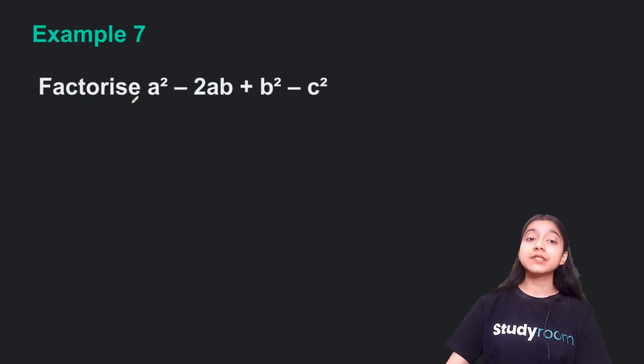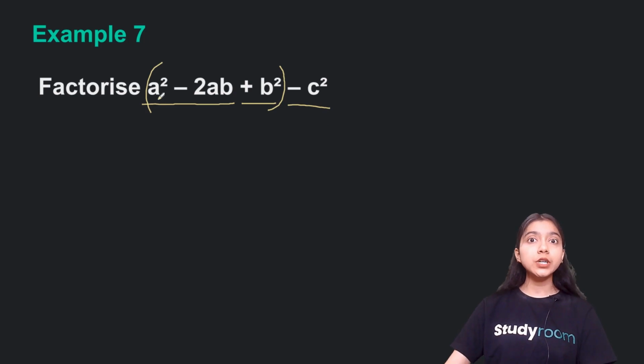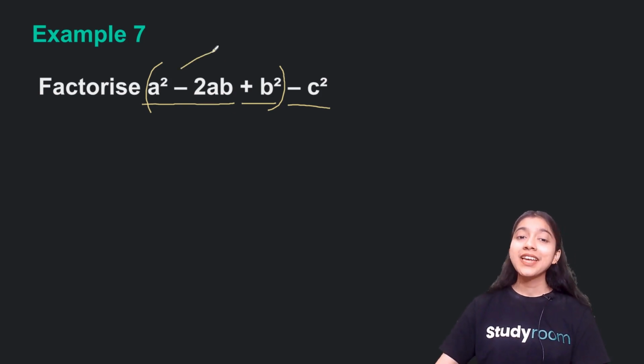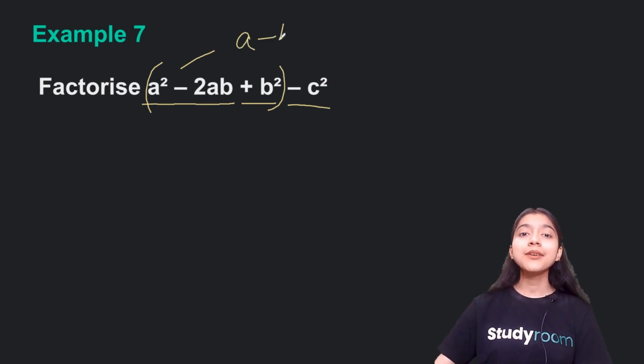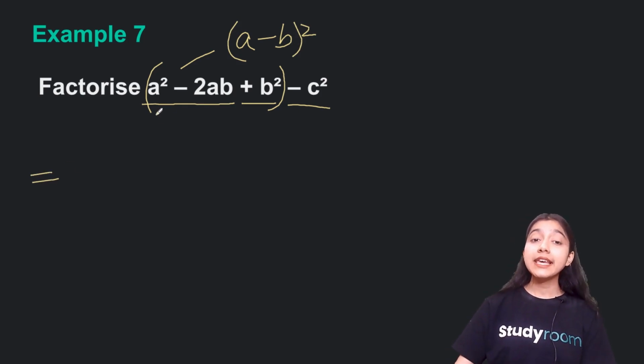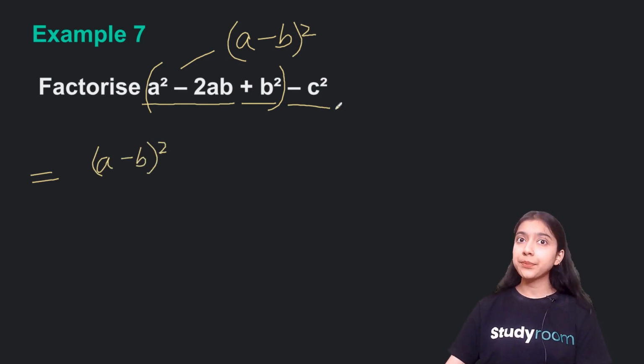The next problem reads, factorize A square minus 2ab plus B square minus C square. Now, forget this minus C square and focus on this part. That means the first 3 terms of the expression. A square minus 2ab plus B square. Isn't it the second identity that I taught you? That A square minus twice AB plus B square gives us A minus B whole square. Yes, it is. So we can write A square minus twice AB plus B square as A minus B whole square. And then we are left with minus C square.